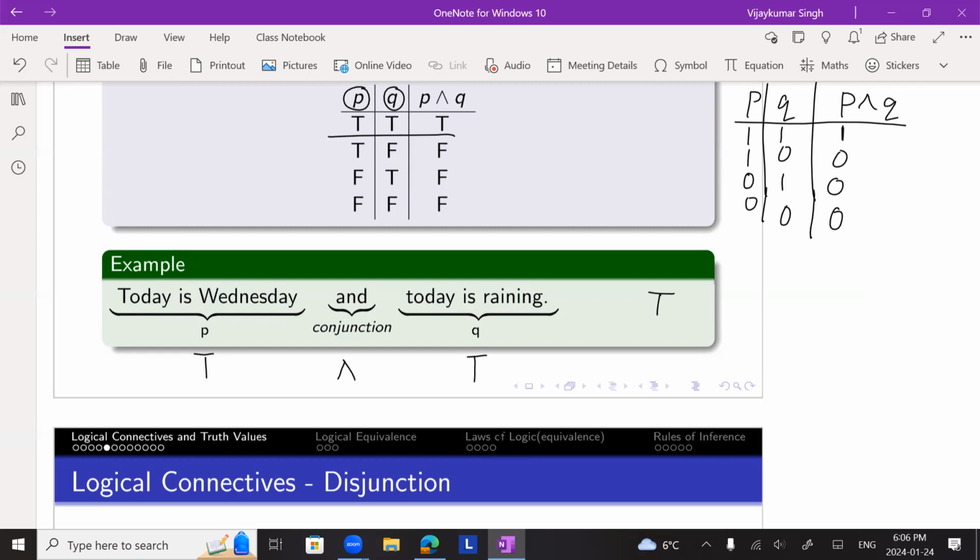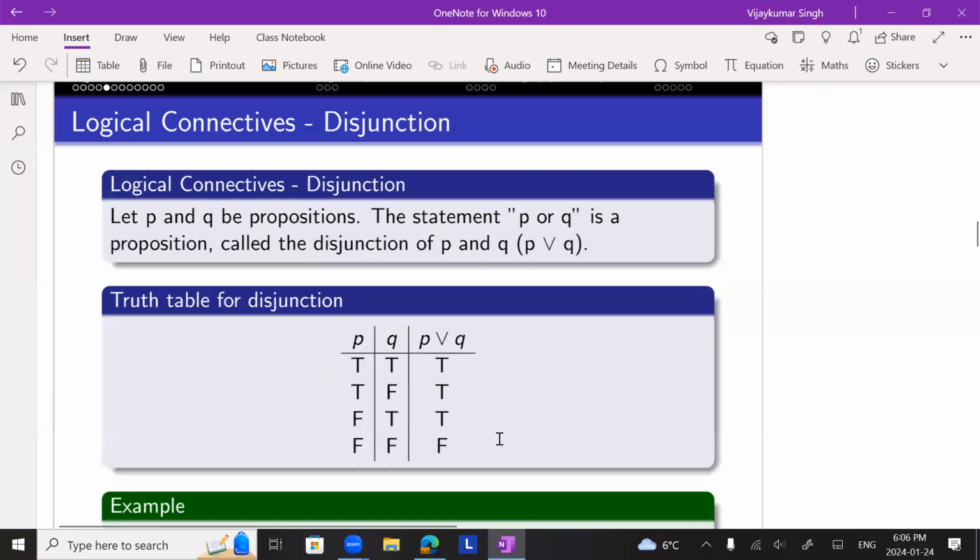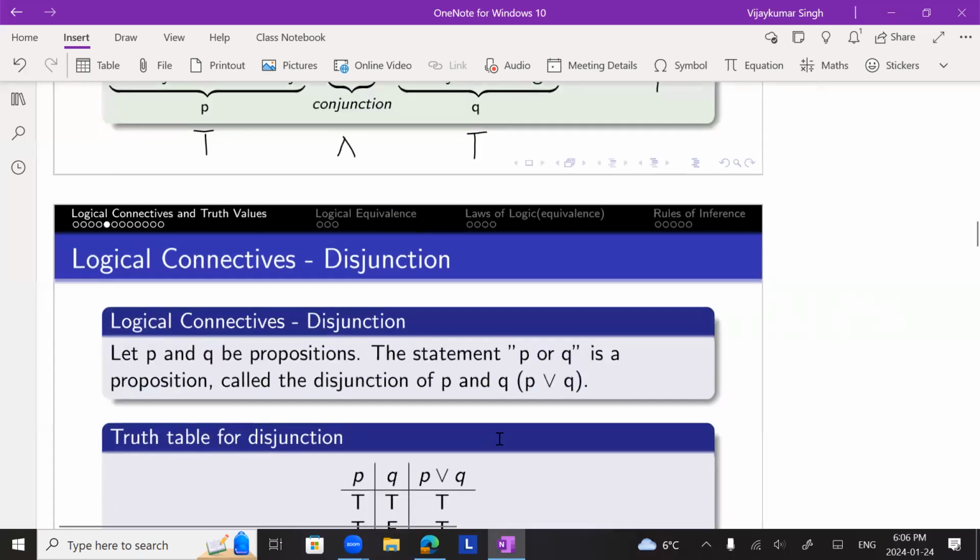Again, one should realize, why are we doing all this? In logic, we have some primitive statements. They are the building blocks. And then you combine these primitive statements using many of these logical connectives, and you try to associate values to them, whether they are true or false. Is that okay? So that is the whole motivation behind this game. All right. Let's go to the next step. The next one is disjunction, or it is called OR.